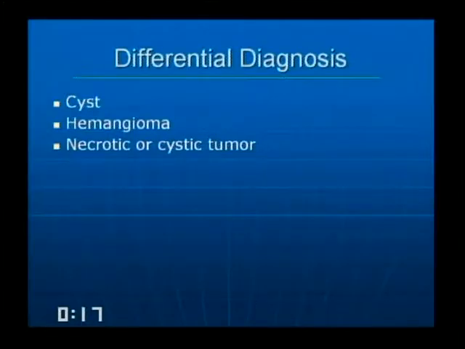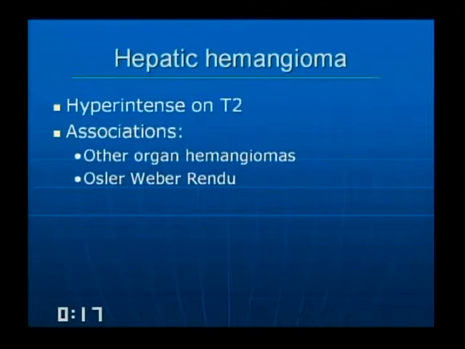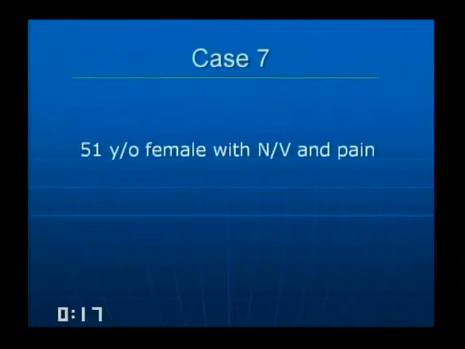So differential, well, on the T2 there certainly could have been a cyst, hemangioma, necrotic cystic tumor. Obviously, the contrast enhancement is critical. Hyperintense on T2, look for other organ involvement in various syndromes, such as Osler-Weber-Rendu, etc. And other syndromes, such as Klippel-Trenaunay-Weber, might have multiple hemangiomas.